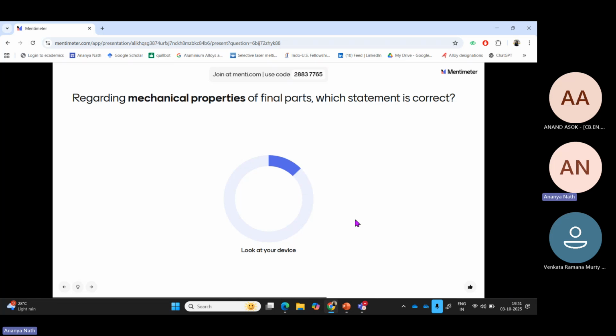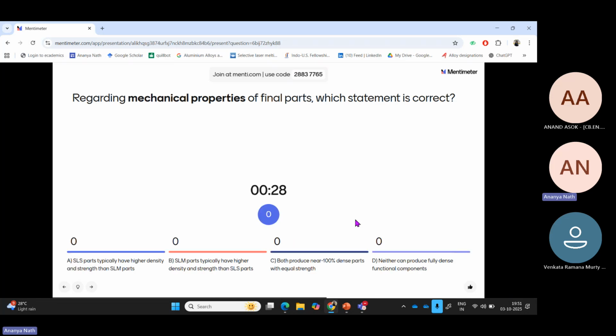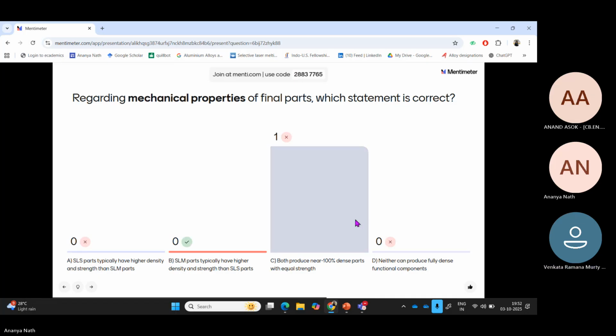Regarding mechanical properties of final parts, which statement is correct? I have 30 seconds for this. The SLM parts typically have higher density and strength than SLS parts, because SLS will give us porosity, because it's just the compaction out of the laser. Sometimes we are not even applying any pressure onto it.